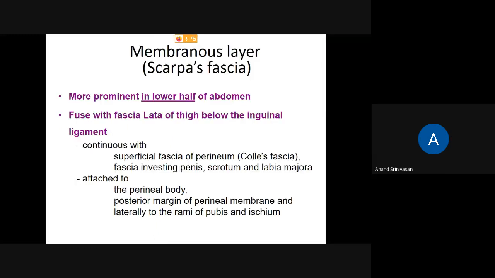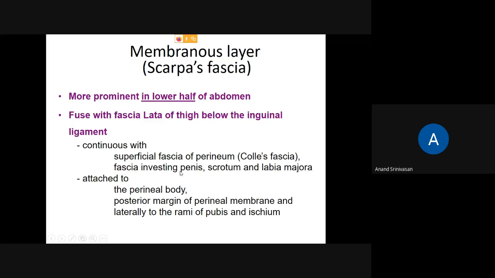Okay, the membranous layer, it's also called Scarpa's layer. It is more prominent in the lower part of the abdomen, and it fuses with the deep fascia of the thigh. You know that the deep fascia of the thigh is called fascia lata. And this Scarpa's fascia extends into the perineum as Colles fascia.